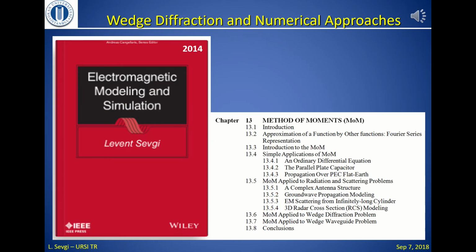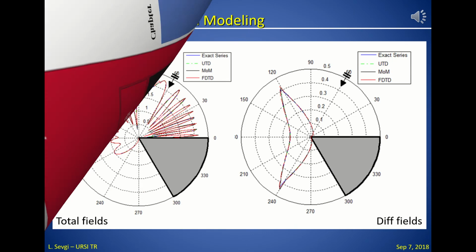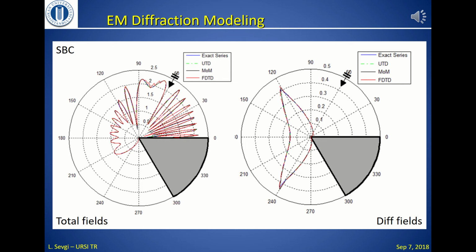The multi-step procedure is almost the same with the method of moments. Wedge diffraction with the method of moments is given in my book, Electromagnetic Modeling and Simulation, in chapter 13. Here you see total fields and diffracted fields around the wedge. The interior angle of the wedge is 60 degrees. The boundary condition is soft.